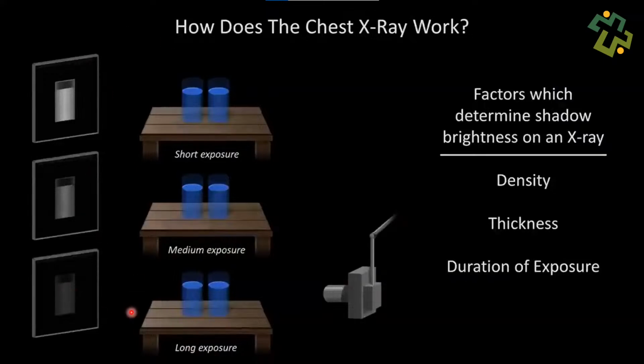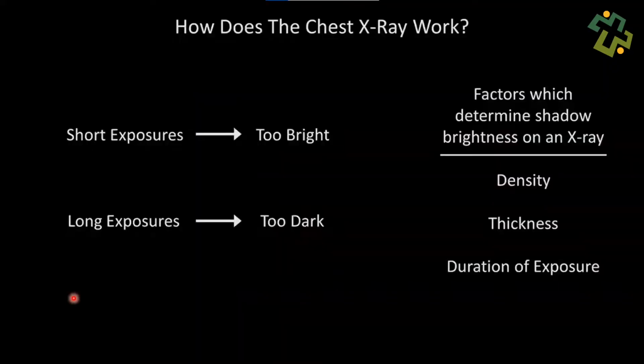So can you see the difference, right? It's a short exposure, medium and long exposure. It's very bright with short exposure and it's much darker with long exposure. So in summary of this, we said that short exposures lead to images being too bright and long exposures lead to images being too dark.